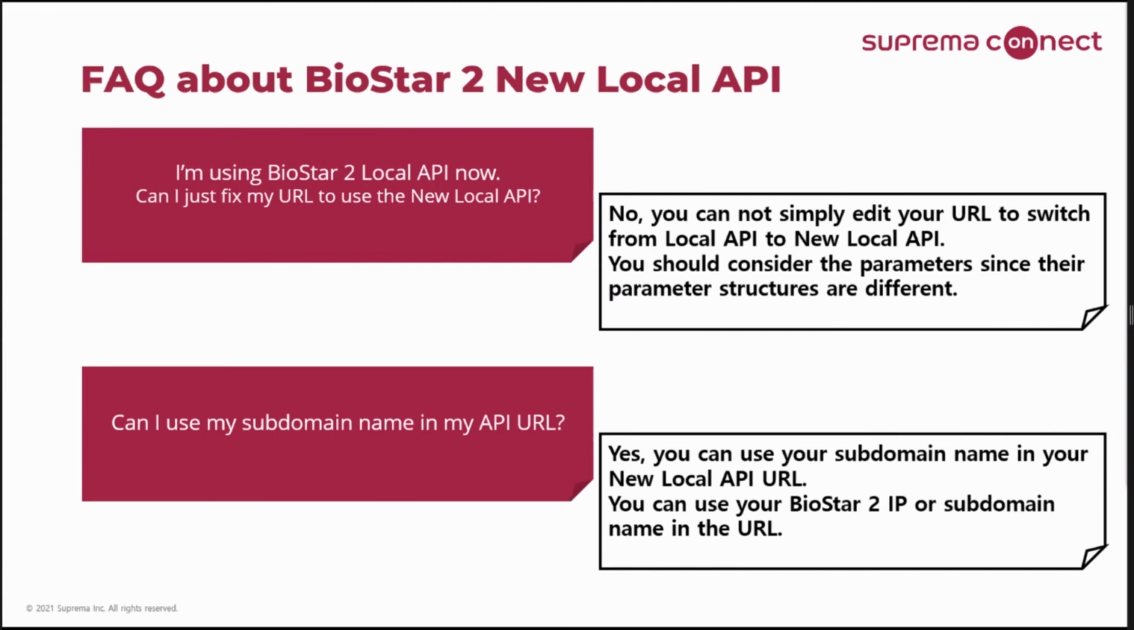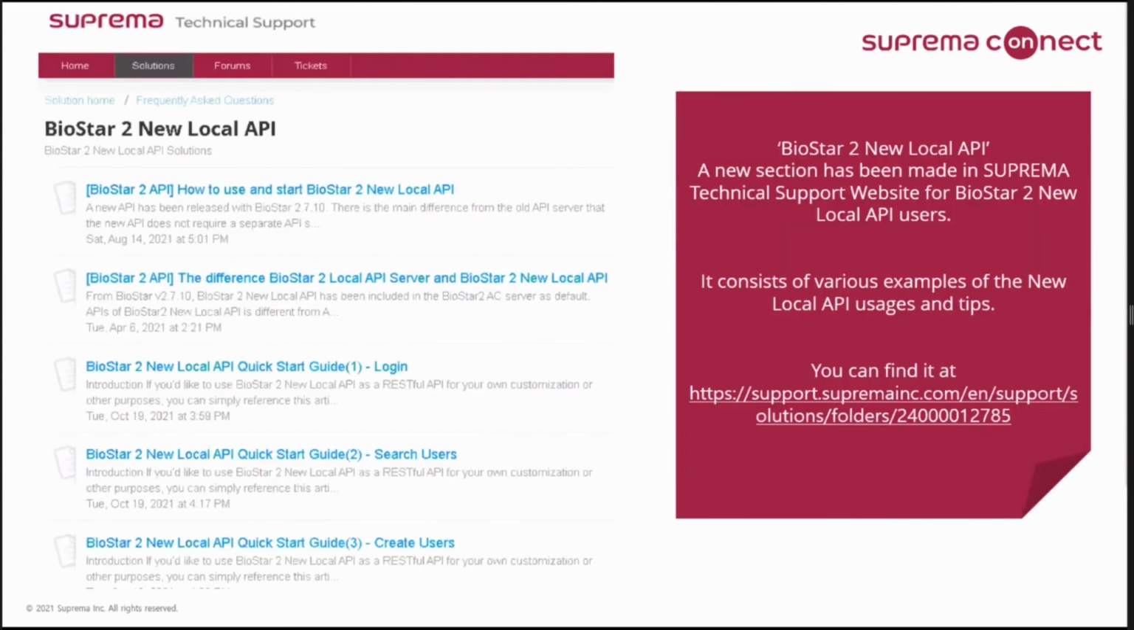Question number 4, can I use my subdomain name in my API URL? Answer is yes, you can use your subdomain name in your new local API URL. You can use your BioStar2 IP or subdomain name in the URL. For me, I have been using my IP, my BioStar2 IP, and also my subdomain name and the localhost IP, which is 127.0.0.1.